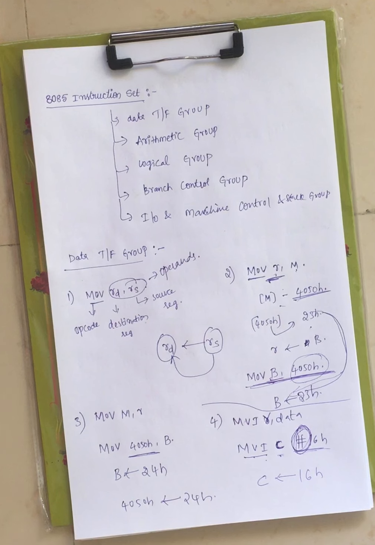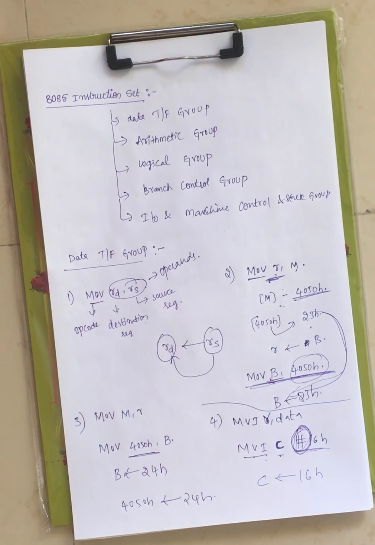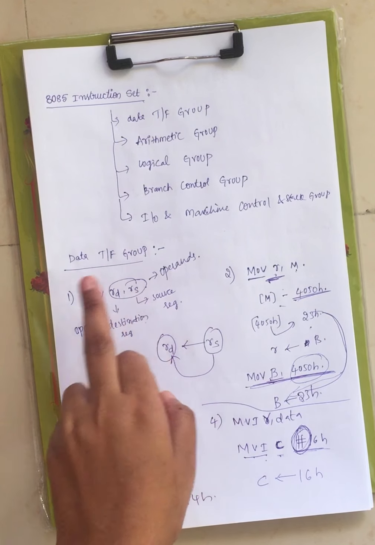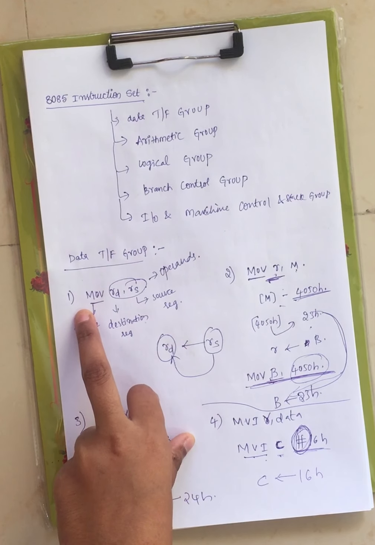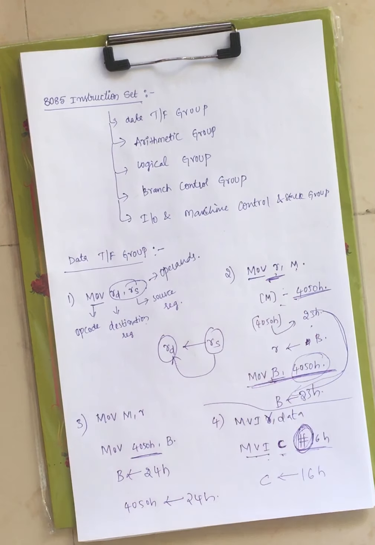Now these are the 4 instructions, and next we have the remaining 9 instructions. Before going to the remaining instructions, let me explain one by one. MOV Rd comma Rs. For moving the data, we are using the instruction opcode MOV. MOV Rd comma Rs: contents of the source register are moved to the destination register. And coming to the second instruction, MOV R comma M. MOV is nothing but move.